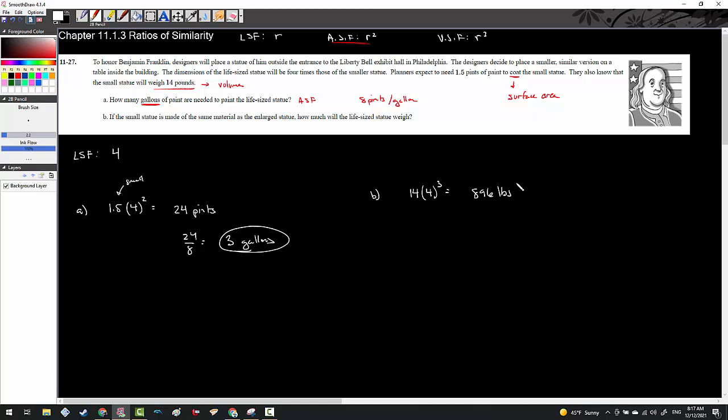So notice how that's not pounds cubed, right? Because we're talking about the weight of it. But if they were to ask us the construction material, say they were filling it with water for some reason, or filling it with some type of thing, that would be a dimension cubed. So this will just be 896 pounds. All right, I will be right back with the next problem.